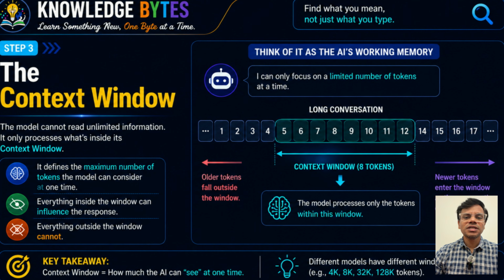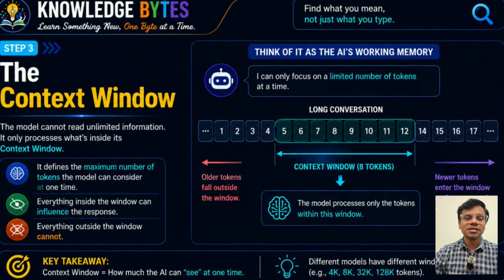Even the most advanced AI models can't process unlimited information at once. That's where the context window comes into the picture. Think of it as the AI's working memory. It defines how many tokens the model can consider while generating a response. Everything inside this window can influence the answer. Everything outside the window cannot influence the answer. So the larger the context window, the more information the model can use to understand your request.